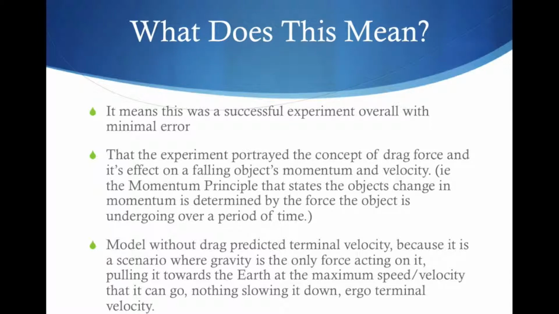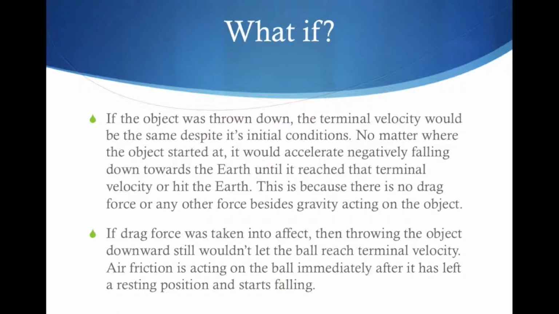And the model without the drag predicted the terminal velocity. The reason it's the terminal velocity is because the only force acting on that ball is gravity. If there's nothing else slowing it down, then it's going to reach a certain point, because gravity is a certain magnitude, and it's going to hit a maximum speed, ergo terminal velocity.